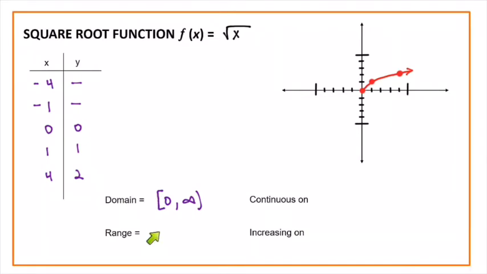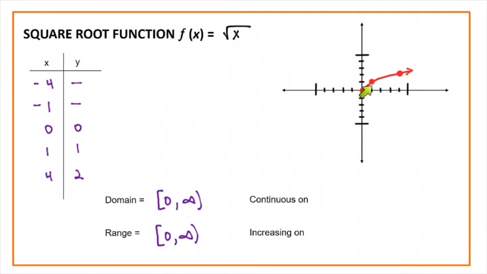The range of this function is also 0 to infinity. And you can tell because 0 is the lowest y value, but these y values continue to grow as we move to the right. It's going to go higher and higher. Although it's not going high very fast, it is continuing to get higher. So the range is 0 to infinity.